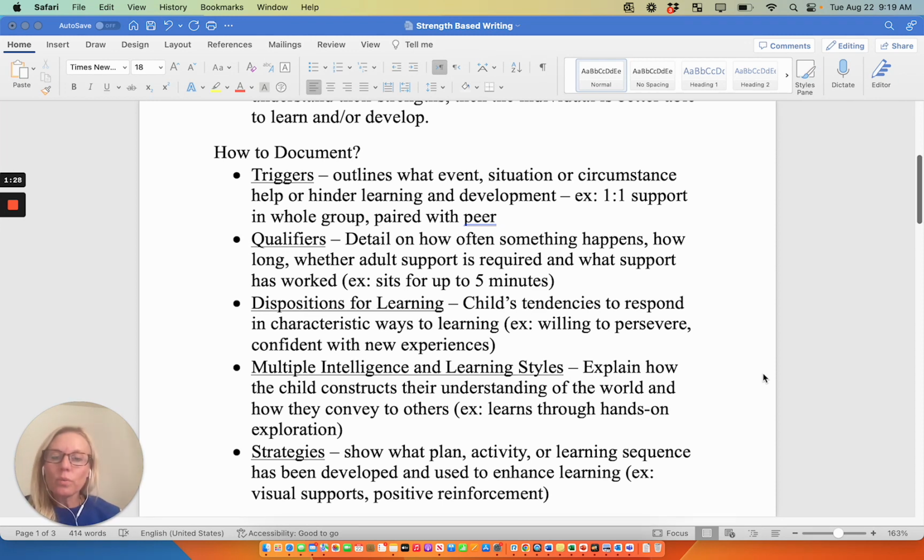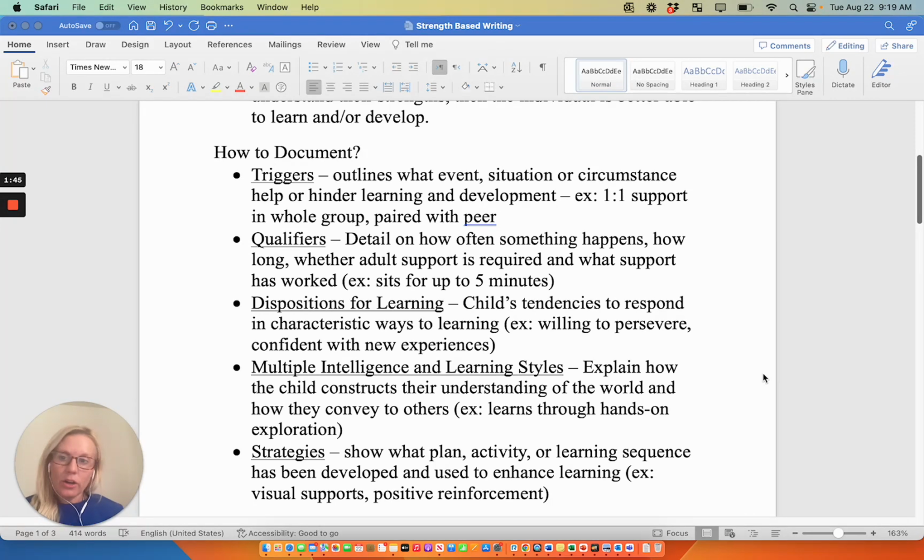Triggers is one way to look at it. Outline the event, situation, or circumstances that help or hinder their development. So maybe you write about how much they need one-on-one support to be successful in whole group. Maybe they do better when they're paired with a peer.